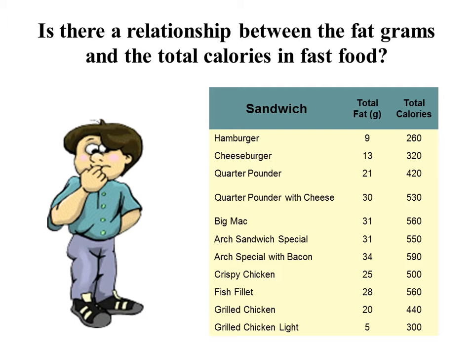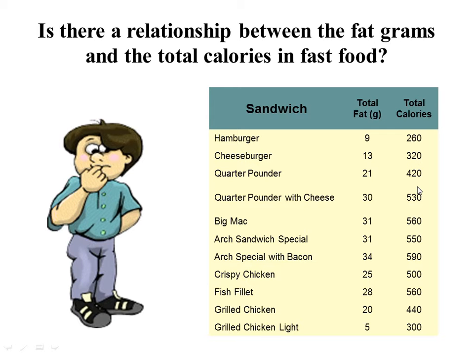So, what we're going to be doing in this problem is analyzing whether there is a relationship between the fat grams and the total calories in fast food. If you look at this, you can see hamburger, 9 grams of fat, 260 calories. Cheeseburger, 13 grams of fat, 320 calories. Quarter pounder, 21 grams of fat, 420 calories. So it seems like as the amount of fat goes up, so does the number of calories.